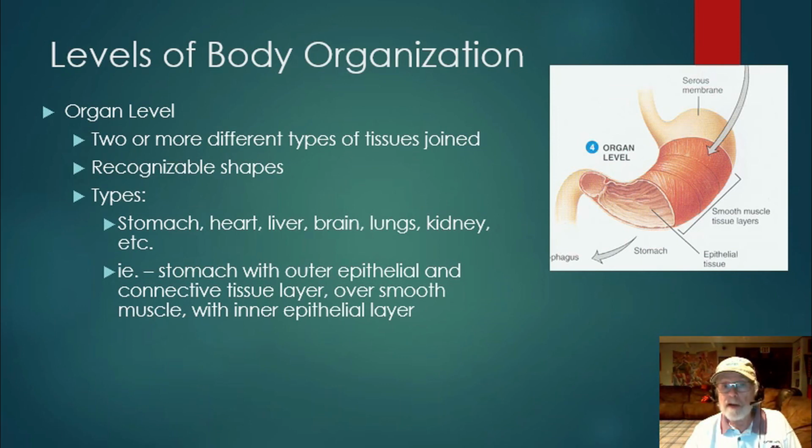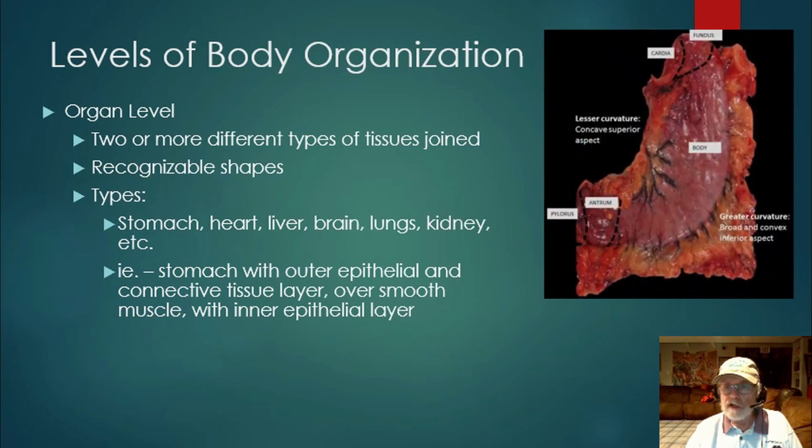So the stomach has an outer epithelial tissue. If I looked at the outside of the stomach, there'd be epithelial tissue on the outside as well as on the inside. And then we have connective tissue that holds the layers together. Plus I have at least 4 different layers of muscle in the middle. So basically, I have multiple different tissues all working together for a purpose.